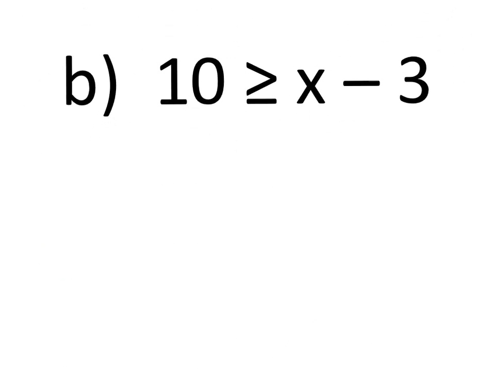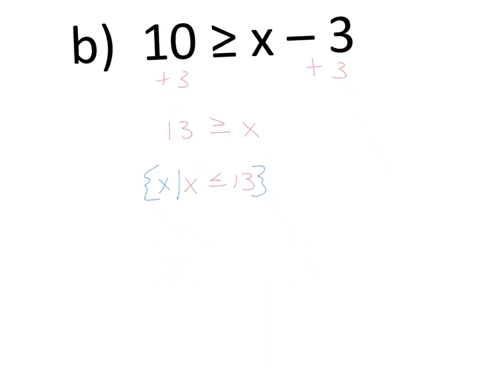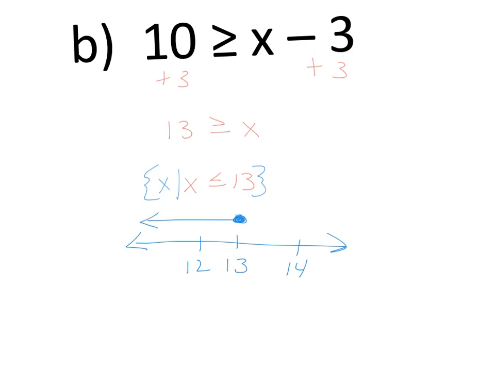Okay, so on B, we're going to add 3 over. So we get 13 is greater than or equal to x. Now again, your variable needs to be out front, not only for graphing, but also to write it in set builder notation. So you're always going to put the variable out front, okay? Again, line x for your set builder notation, and then graph 13, 12, 14, so closed circle, so fill it in, and you're shading to the left on this one.